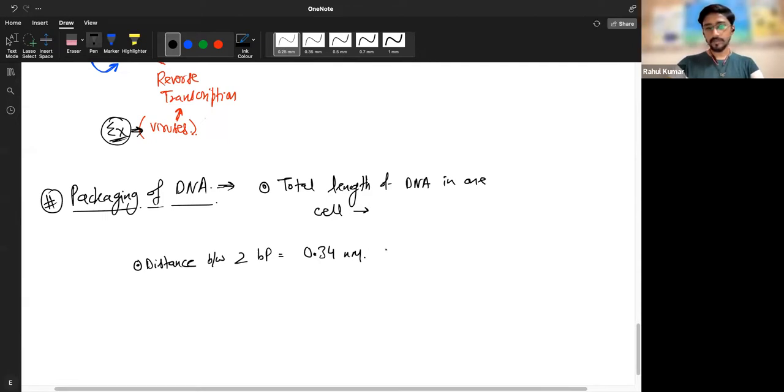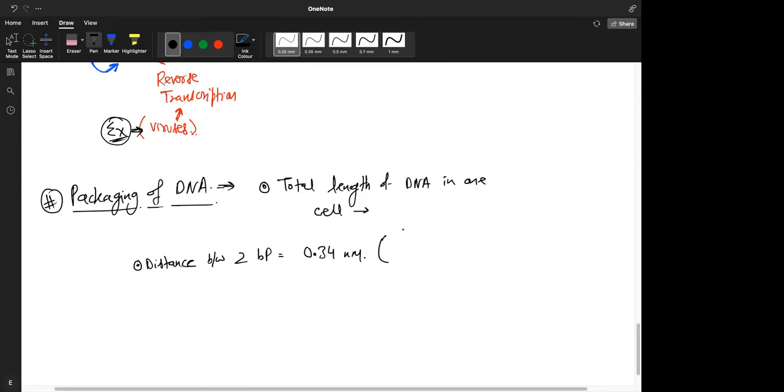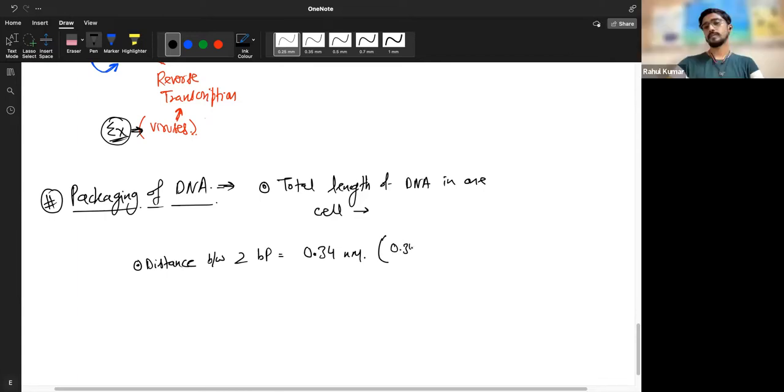Now, if it is in nanometers, and I want to convert it into 10 raised to power something in meters, what will it be? 0.34 nanometer is 0.34 into 10 raised to minus 9 meter. Yes, 0.34 into 10 raised to power minus 9 meter, right? Nano is raised to power minus 9.